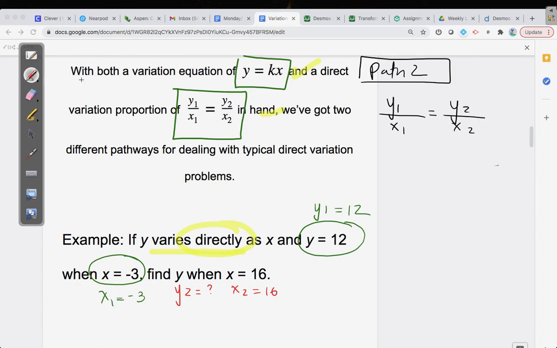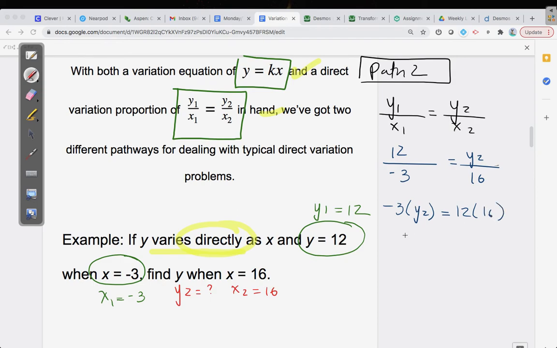So here we go. We're essentially going to plug and play and say, all right, my y sub 1 is the number 12. My x sub 1 is the number negative 3. This is why labeling was so important. I'm looking for another y value. I'm looking for a y sub 2 when x sub 2 is 16. And one of the easiest ways to solve proportions, not the only way, but one of the easiest ways is to recognize that you can use cross products. If you have a true proportion, then the products you get when you multiply across should be equal, meaning that negative 3 times y sub 2 should be equal to the product of 12 and 16.